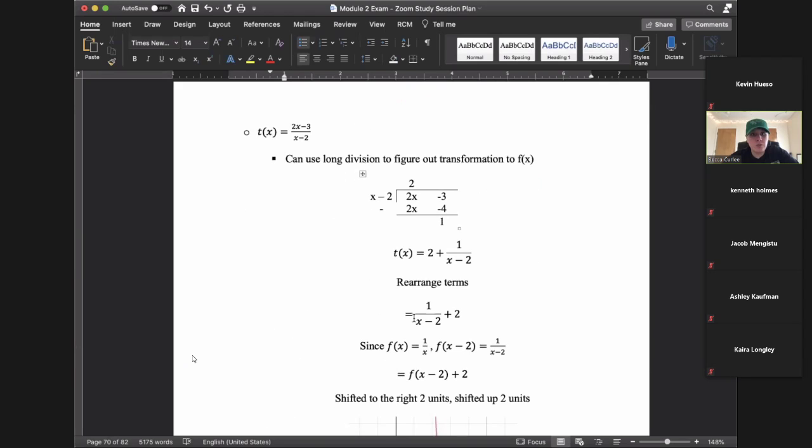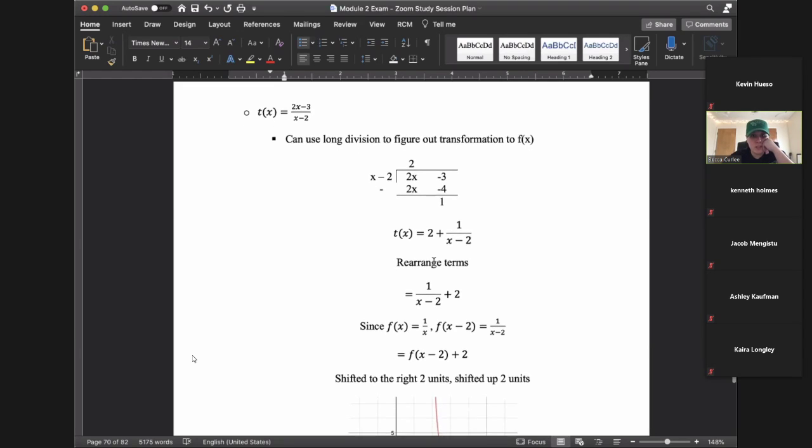Okay, t of x equals 2x minus 3 over x minus 2. For these ones, you can use long division to figure out the transformation to f of x. So we're just going to go ahead and divide 2x minus 3 over x minus 2. We've got x goes into 2x 2 times. And so 2 times x minus 2 is 2x minus 4. Subtracting these, we get 1.